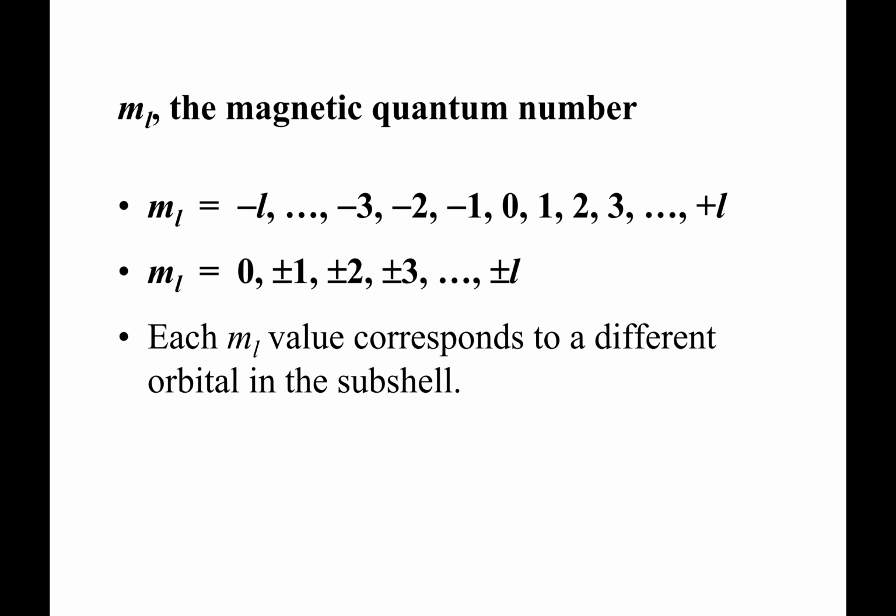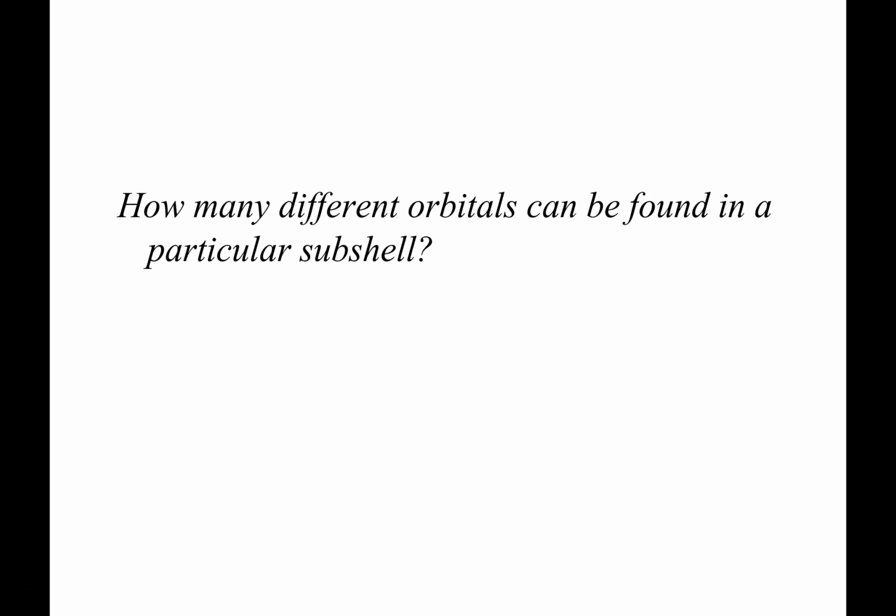Okay, so each value of m sub l is associated with a box. The box is an orbital where you can hold two electrons.